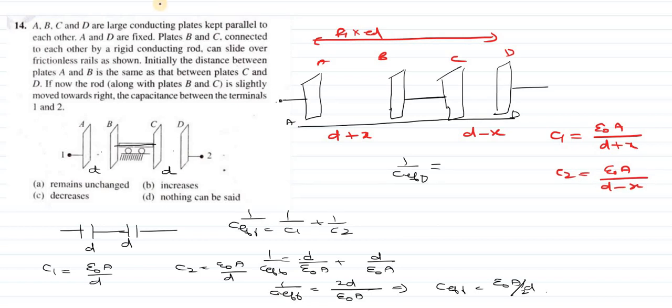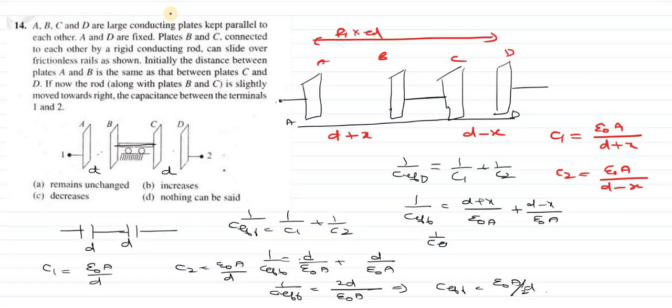So 1 by C effective is equal to 1 by C1 plus 1 by C2. Be careful here. It is nothing but D plus X by epsilon naught A plus D minus X by epsilon naught A. So 1 by C effective is equal to epsilon naught A common, D plus X plus D minus X, the X cancels, 2D by epsilon naught A. This leads to C effective is epsilon naught A by 2D.